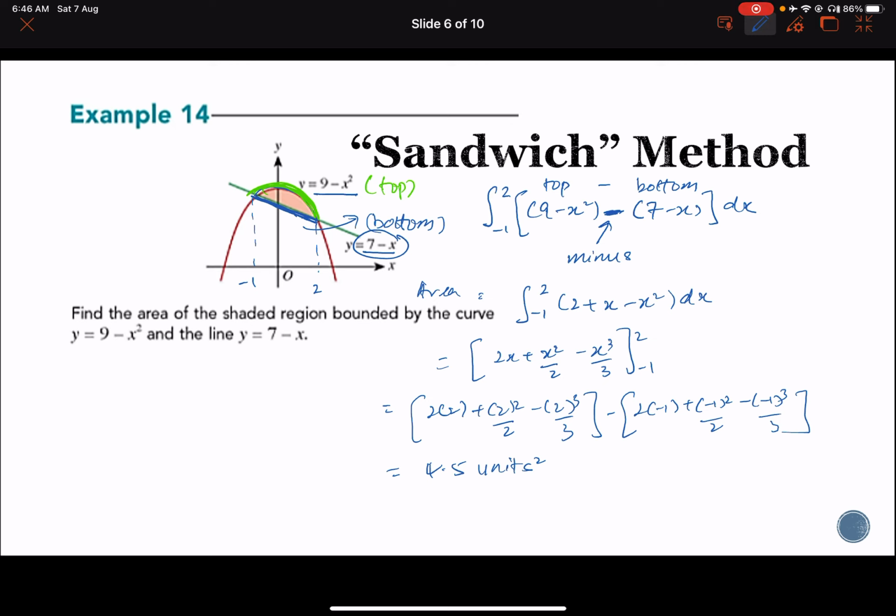So what is the problem with the sandwich method? You must have two equations, both the line and the curve. If you don't have them, you have to find them out, which we're going to do later on.